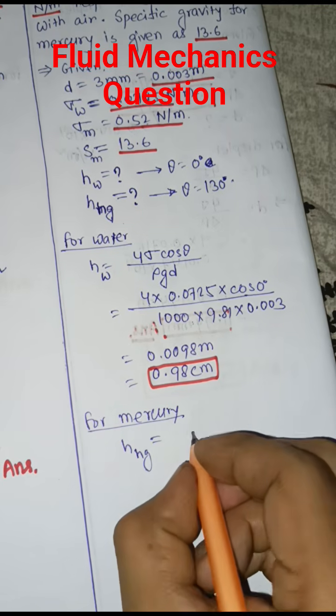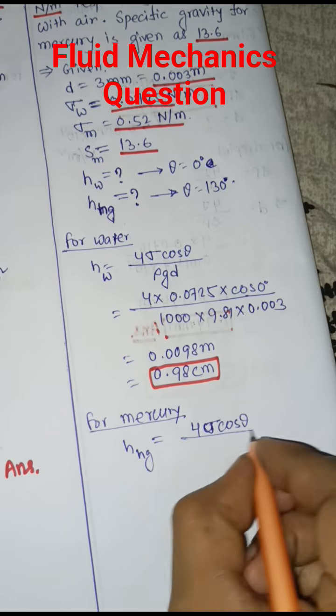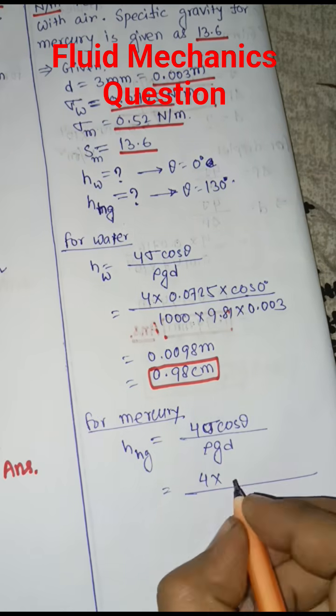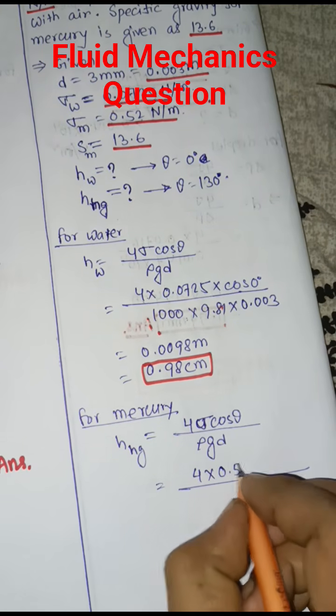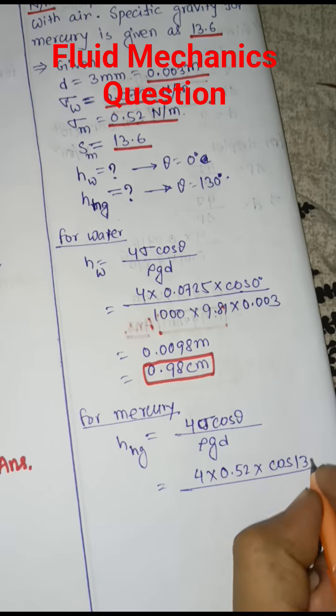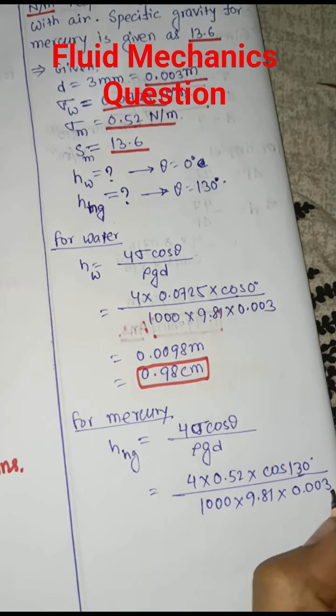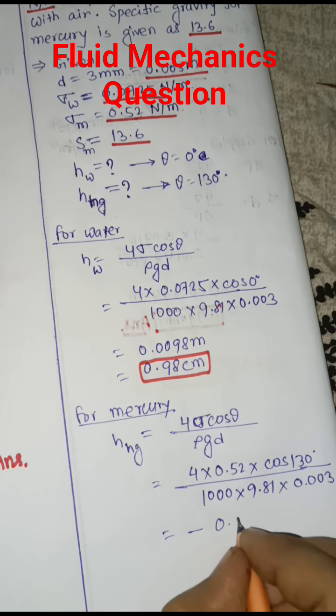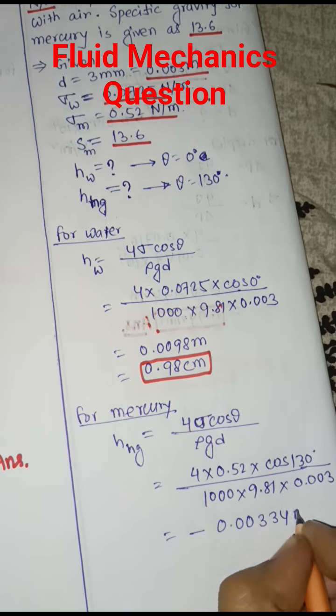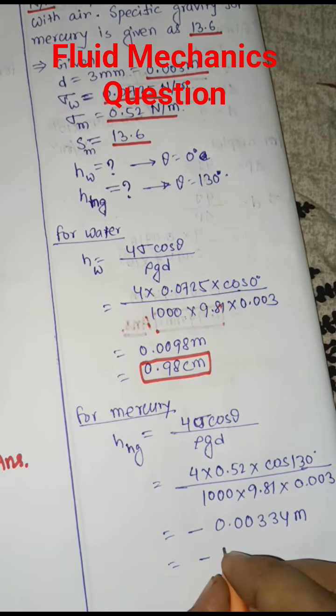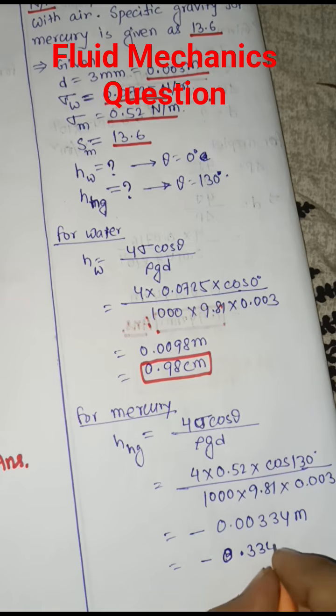h is equal to 4 sigma cos theta by rho g d. So 4 into sigma, what is the value of sigma of mercury? 0.52 into cos 130 degree by 1000 into 9.81 and d, that is 0.003. So from here the value will be minus of 0.00334 meter. So minus of 0.334 centimeter.